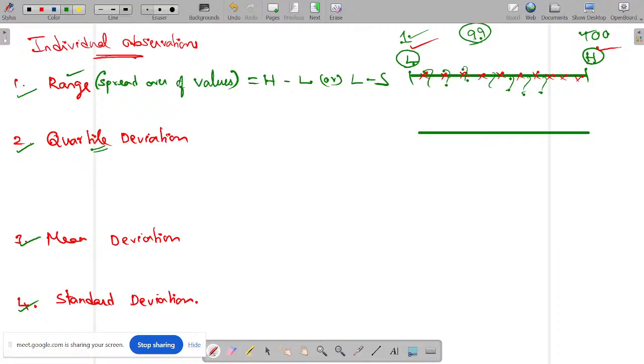What about other papers? Law, economics, other papers and all. Everything above 95. But still, one paper you have secured very less marks. 95, 97, 98, almost topper only. But only in math or stats, what happens? Your spread shows us 99.